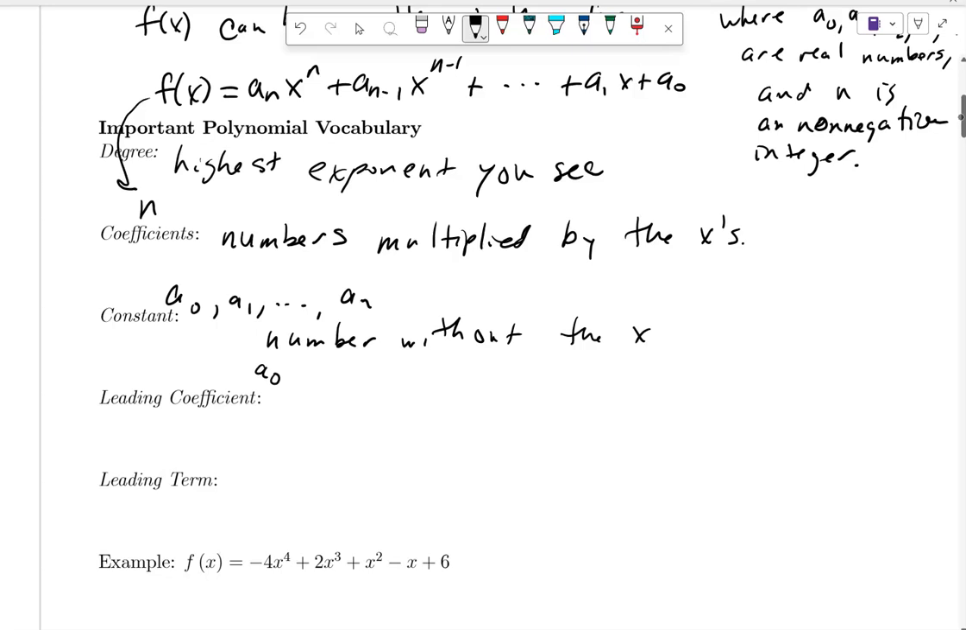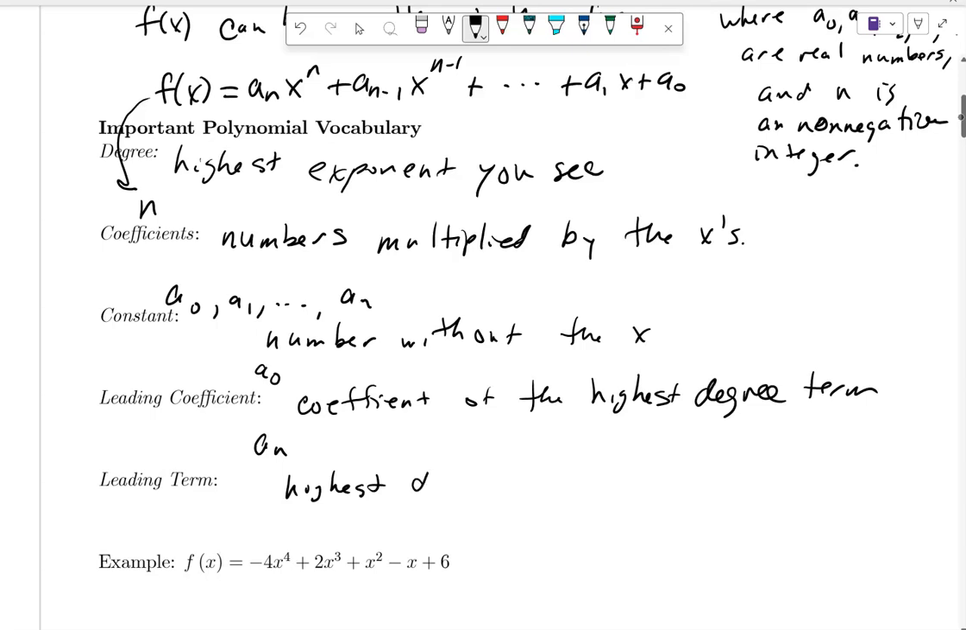Do you remember what the leading coefficient is? So it's a coefficient, so it has to be one of the numbers. What do you think the leading part means? Yeah, it's the one with the highest exponent. Good. So the leading coefficient is the coefficient of the highest degree term. So in general, that's the a sub n. And then our leading term is just that highest degree term, which in this case is the a sub n x to the n.